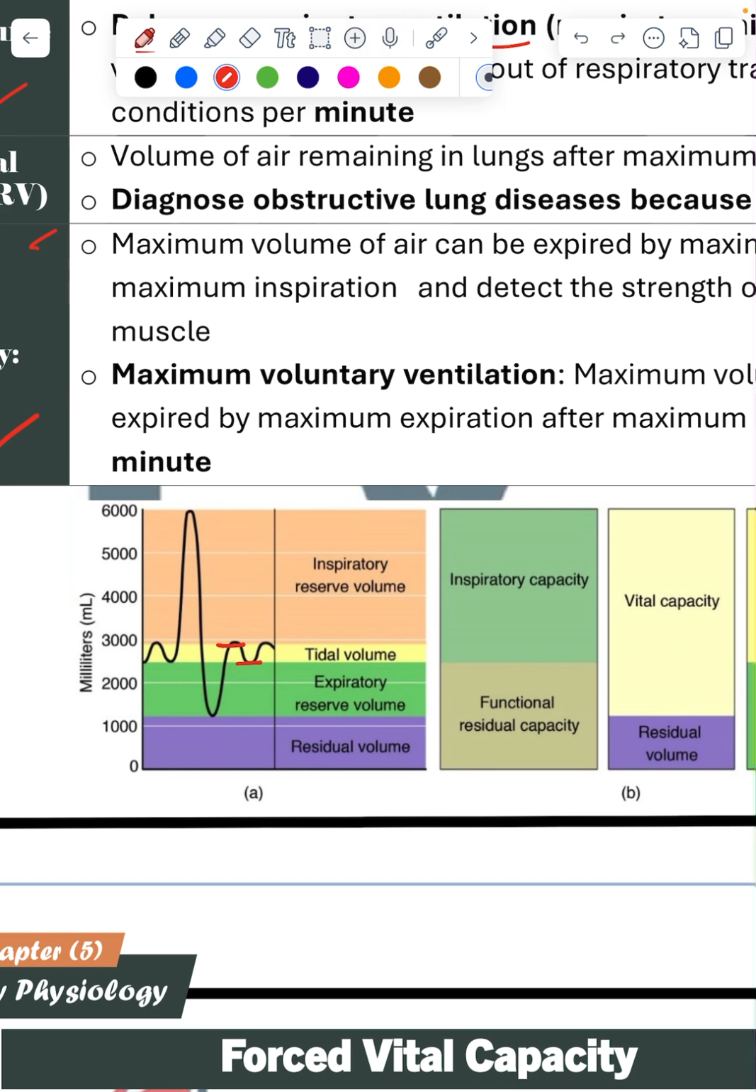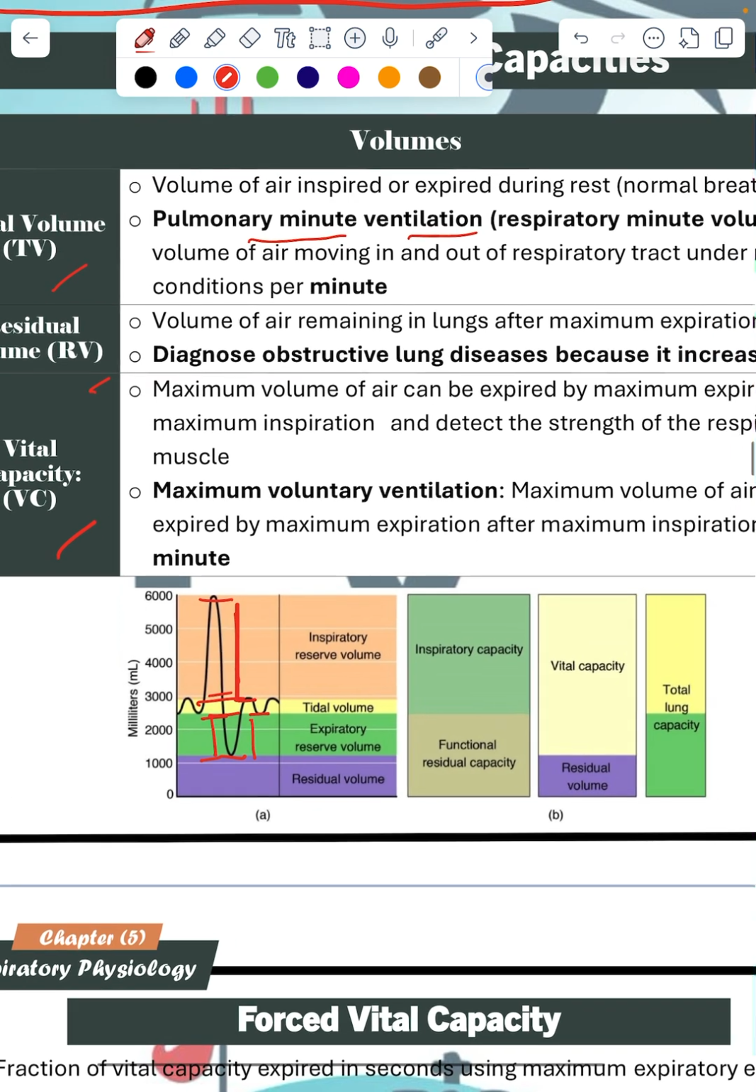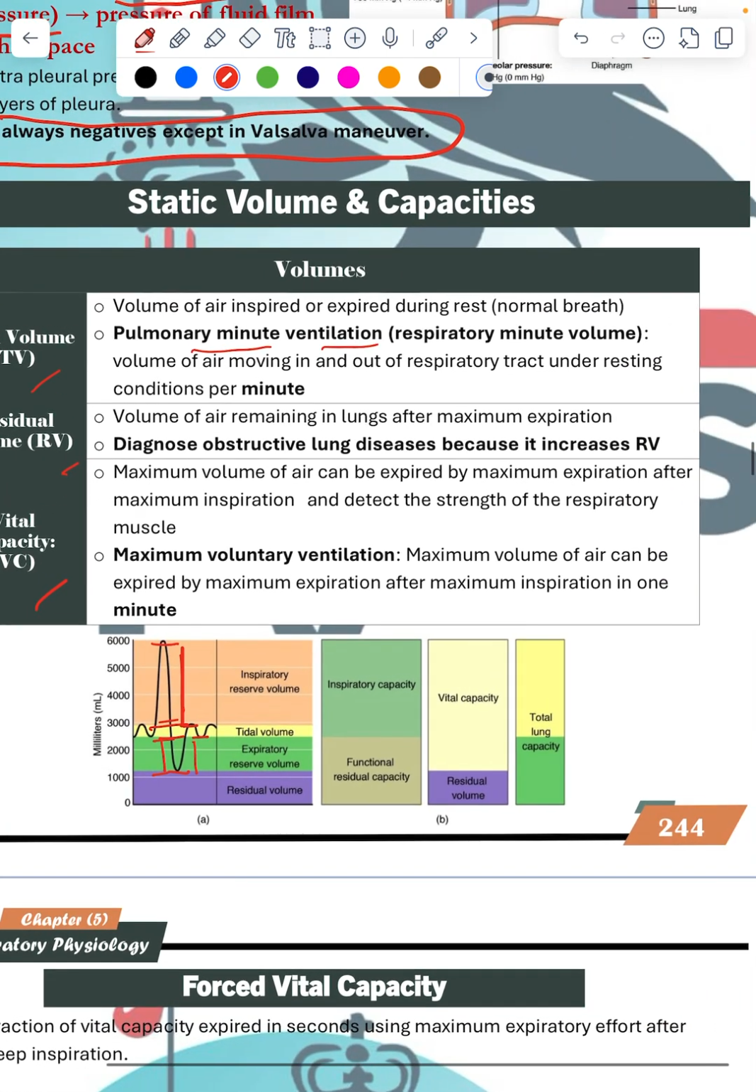So this is maximum expiration, this is maximum inspiration. Upper part is inspiration, lower part is expiration, and this is normal. So for the expiratory reserve volume, this much he can expire, this much a person can inspire. Even after this, whatever volume is there is called residual volume. It is the volume of air remaining in the lung after maximum expiration.